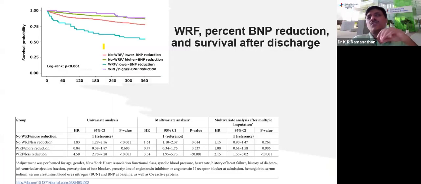And if you look at this nice study, which was published a couple of years back, they used the staging of worsening renal failure, and they used brain natriuretic peptide as the marker of congestion. They showed that patients who have no worsening renal failure but a reduction of BNP, meaning you're decongesting them effectively, have the least mortality. When there is no effective decongestion, as seen by no reduction in BNP, the odds of dying is quite high.